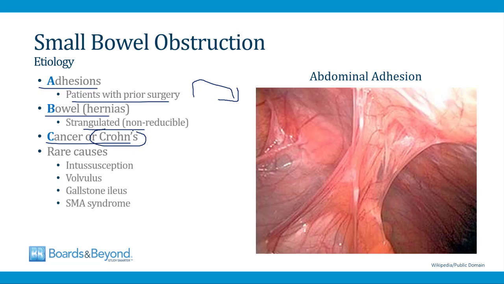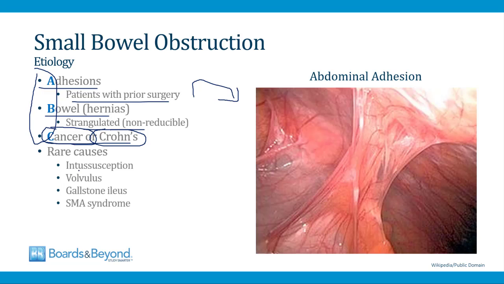Crohn's disease can present as a small bowel obstruction from inflammation in the ileum or other parts of the small intestine. And then cancers of the small intestine or cancers from elsewhere that have spread to areas near the small intestine can also cause obstruction. So these causes, the ABCs, are the most common causes of a small bowel obstruction.